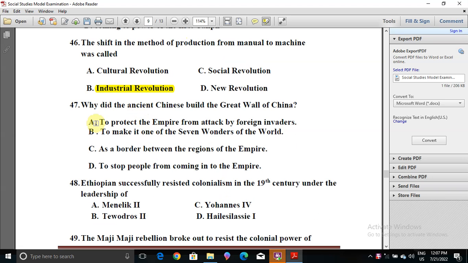Now question number 47. Why did the ancient Chinese build the Great Wall of China? To protect the empire from attack by foreign invaders? Yes. They want to protect themselves from the foreign invaders.